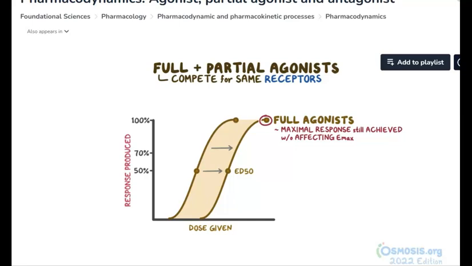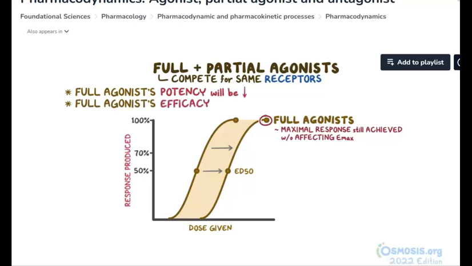In other words, when a partial antagonist and a full agonist of the same receptor are present together, then the full agonist's potency, which is the dose of agonist needed to elicit a maximal response, will be decreased, but the full agonist's efficacy, which is the maximal effect that an agonist can produce, will stay the same.